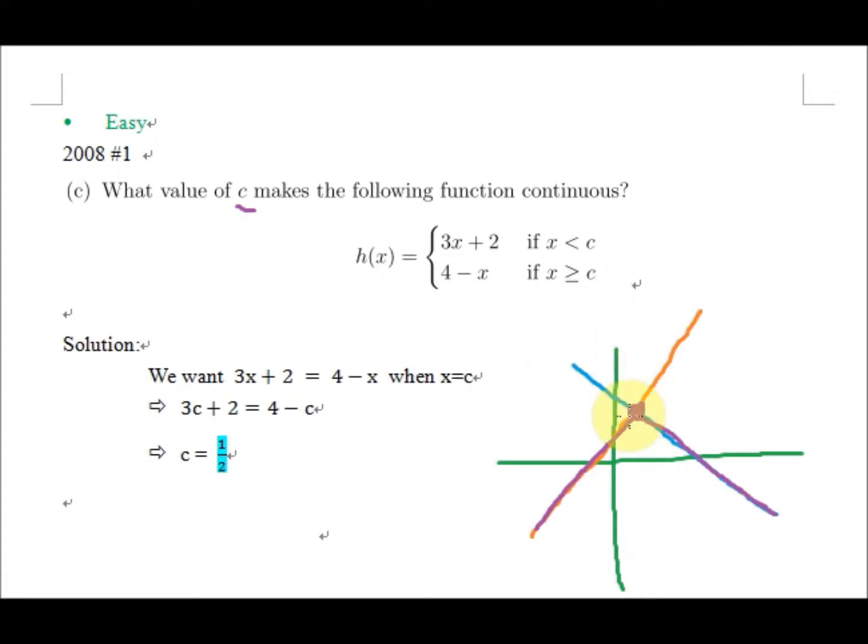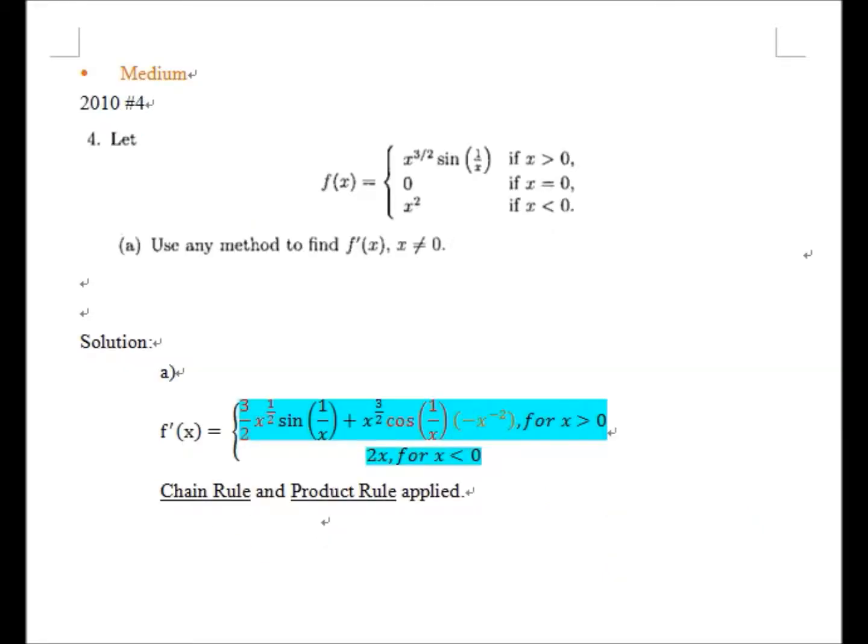Okay, this point has the property that this will equal this, because they intersect at this point. So you equate these two and you solve for C. It's just that easy. And then you get C equals 1/2. So let's work on this problem.